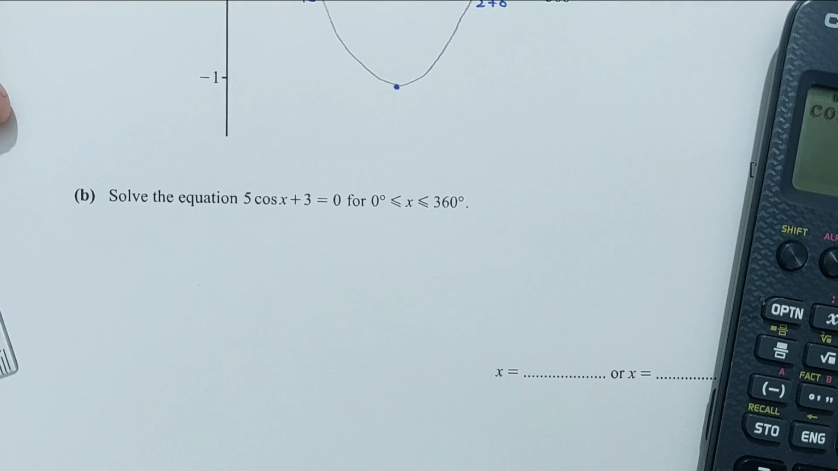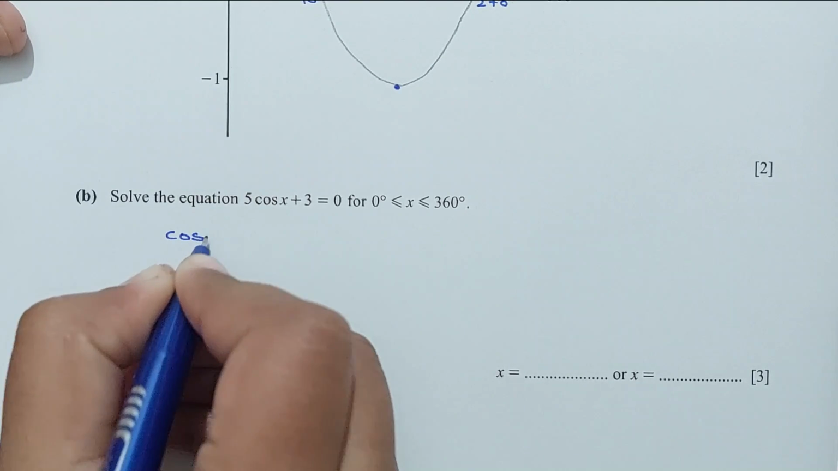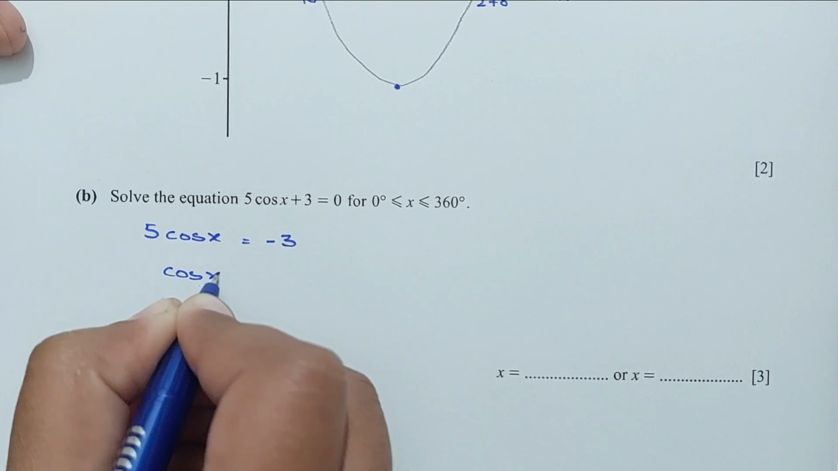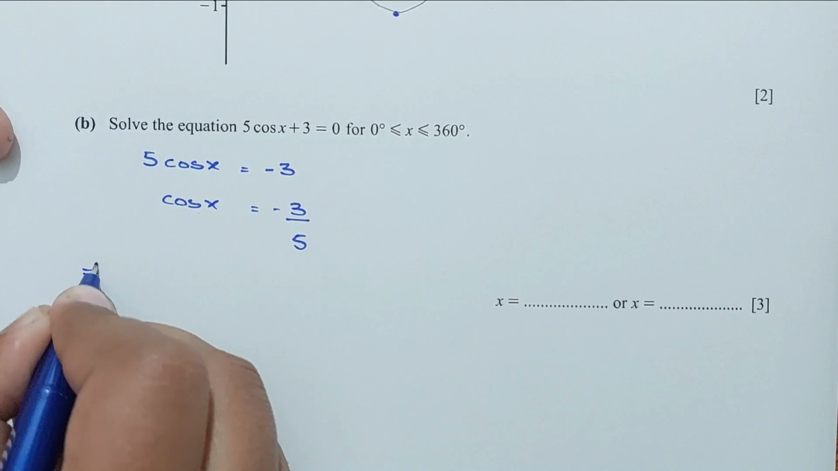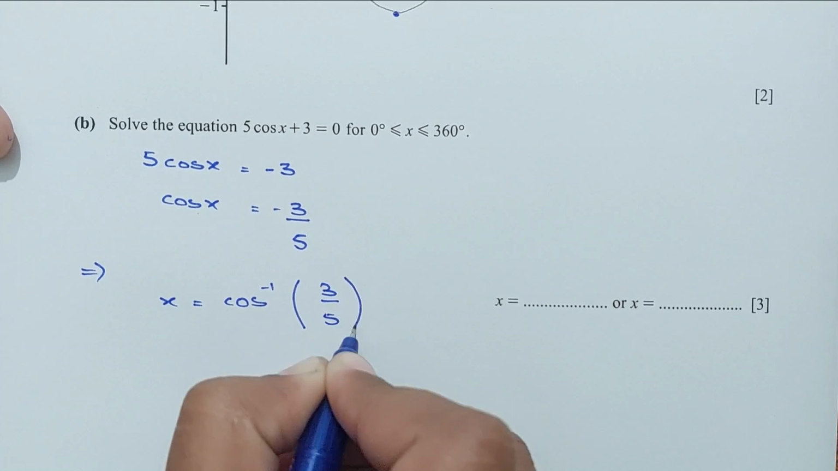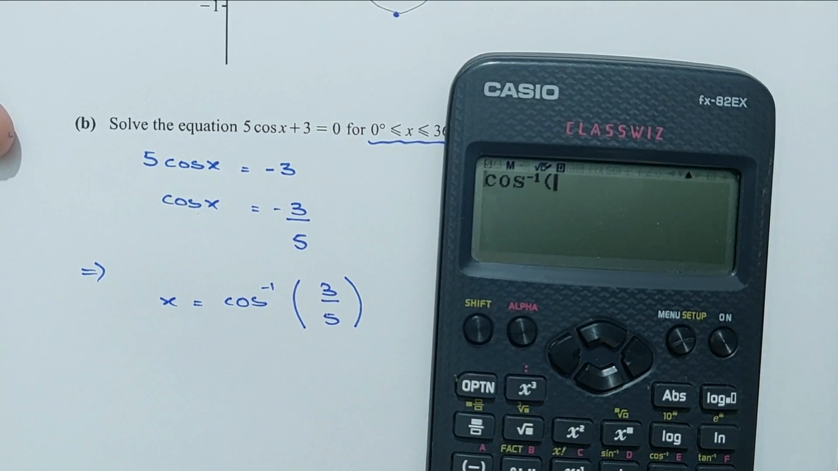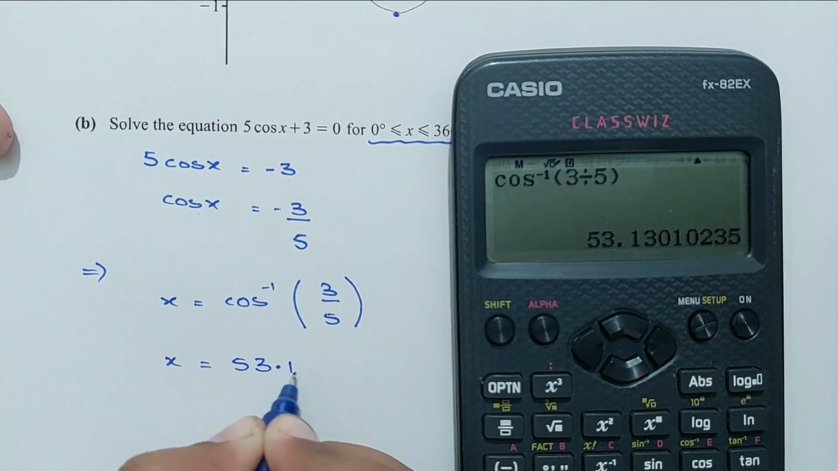Now for part B, solve the equation for x between 0 and 360 degrees. Let me solve this. Cos x should be equal to negative 3 over 5, so cos x equals negative 3 by 5. Now x equals cos inverse of 3 by 5. We are dealing in degrees because our range is in degrees. So cos inverse of 3 by 5 is 53.13 degrees. Now cos is negative here.